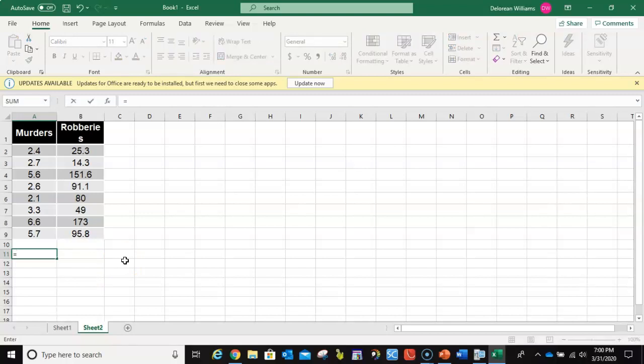I'll just do equals CORREL. It says array 1. So what's your first list of numbers? Murders, comma, array 2. What's your second list of numbers? The robberies. And then this is my correlation value, 0.804, which is pretty strong.